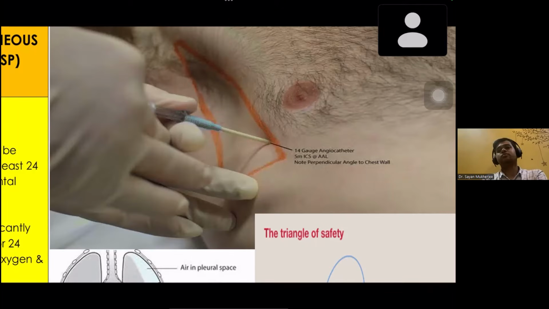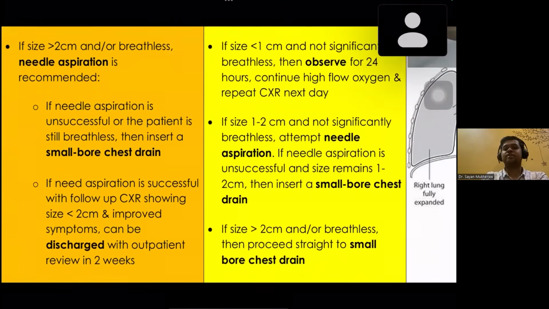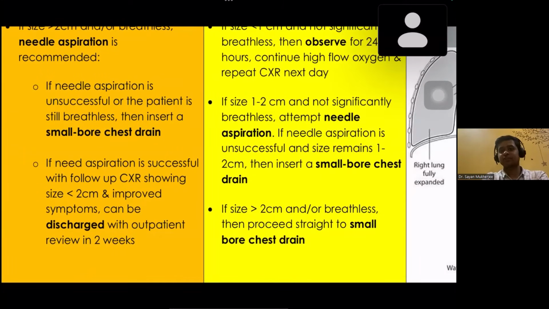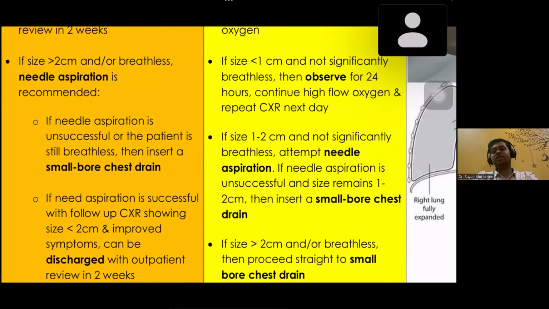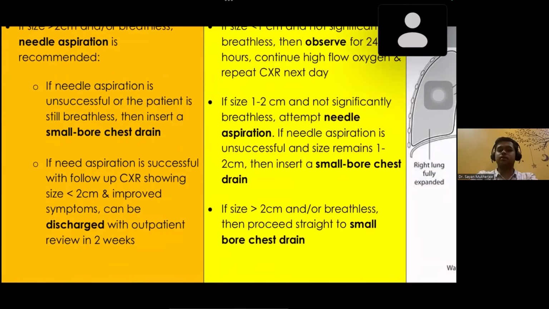And once you've done that, you send the patient for a post thoracostomy X-ray, and you see whether there's improvement in the X-ray. You can see here if needle aspiration is successful, that's the second point. And if the CXR shows less than 2 centimeters, initially it was more than 2, now it's less than 2. So you have drained some air. So you can give him some oxygen and discharge him if it's in the primary spontaneous. But if the residual air is still more than 2 centimeters, despite your intervention, despite your needle aspiration, you need to insert a chest drain.